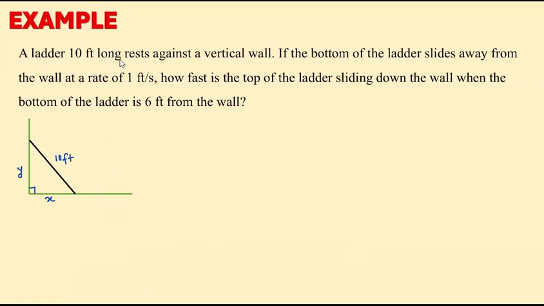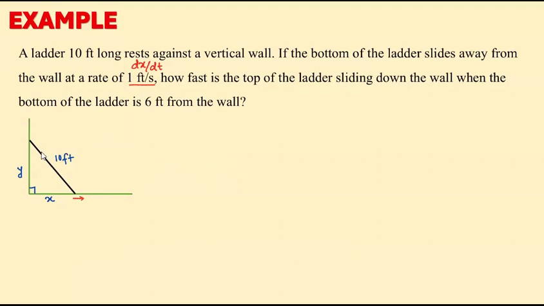Okay, a 10 feet long ladder rests against the wall. If the bottom of the ladder slides away from the wall at the rate of 1 feet per second, so this ladder is sliding away, okay, the ladder is sliding away from the base like that at the rate of 1 feet per second. So if the base of the ladder is sliding away, the value of x is increasing. That means dx over dt is positive. Dx over dt is 1 feet per second.